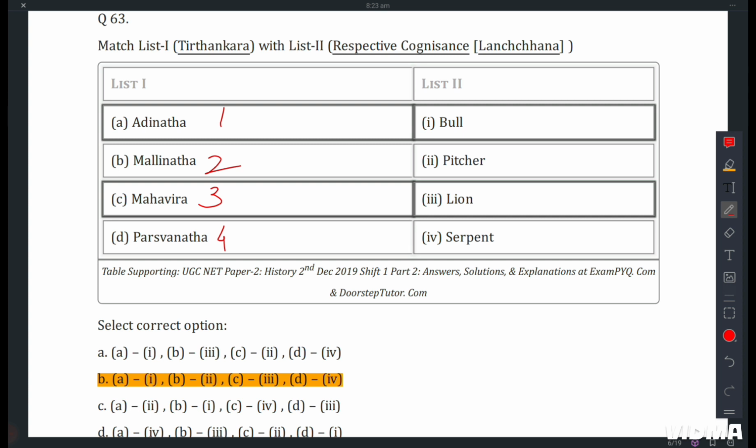These are among the 24 Tirthankars. So the first is the Adinath, then Malinath, who comes later on. Parshvanath is 23rd and Mahavira is 24th, the last Tirthankar, as we all know. Okay.